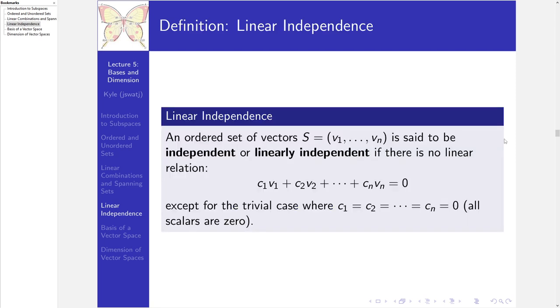So an ordered set of vectors S is said to be independent, or linearly independent, if there's no linear relation. Basically, if there are no scalars that make this zero, except for when all of them are zero at the same time. And so linearly dependent would be the opposite of this: there exists a non-trivial case that makes the linear combination zero.